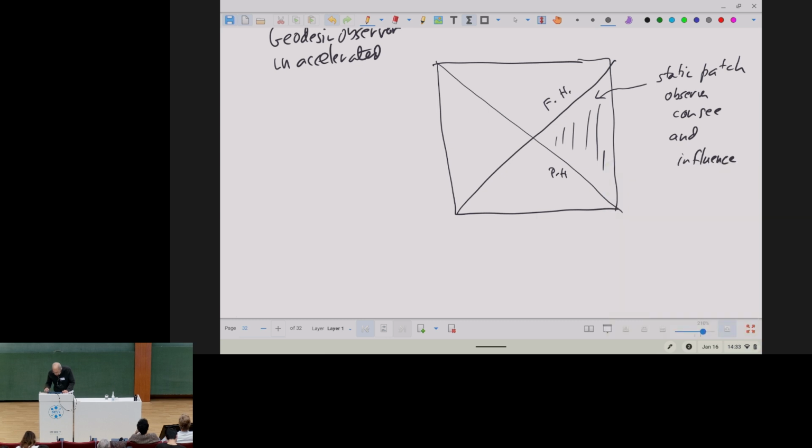And that region itself, I'll call curly P, P right. And then there's a complementary static patch that the observer can neither see nor influence, which I'll call P left. If you had another observer on the south pole, that guy would be here, since this is the south pole. The region that the observer on the south pole could see and influence is the opposite static patch, P left.